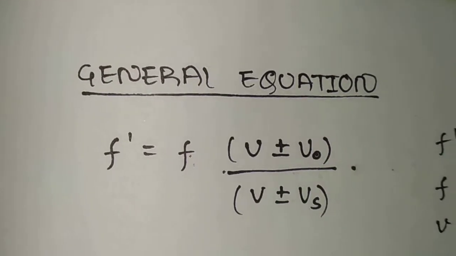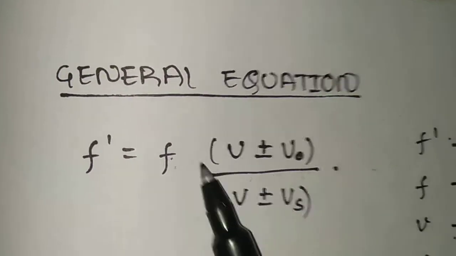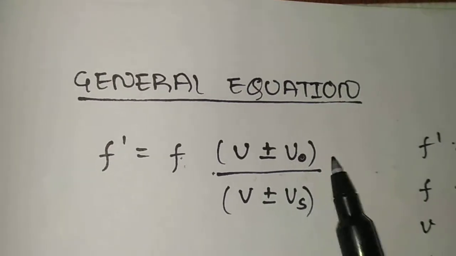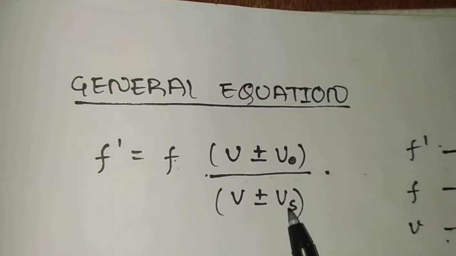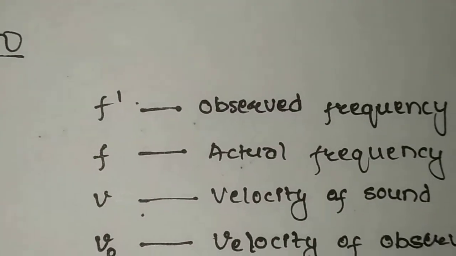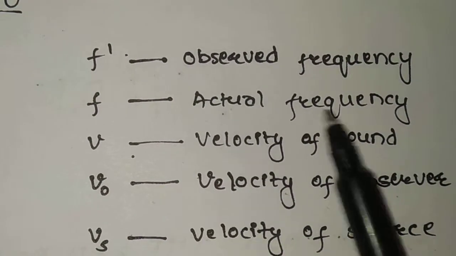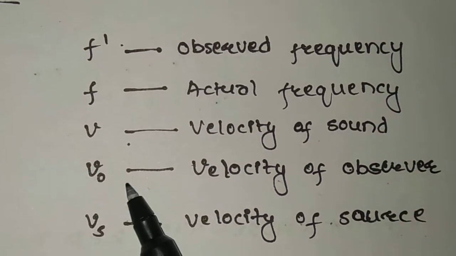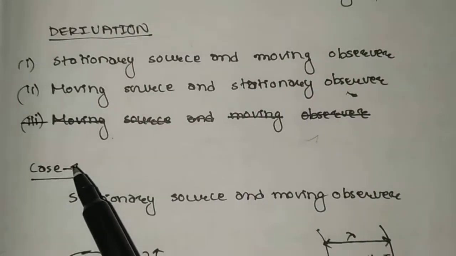Now, as we all know, the general equation of the Doppler effect is f' = f (v ± v_o) / (v ± v_s), where v_o is the velocity of the observer and v_s is the velocity of the source. Here f' is the observed frequency, f is the actual frequency, v is the velocity of sound, v_o is the velocity of the observer, and v_s is the velocity of the source.